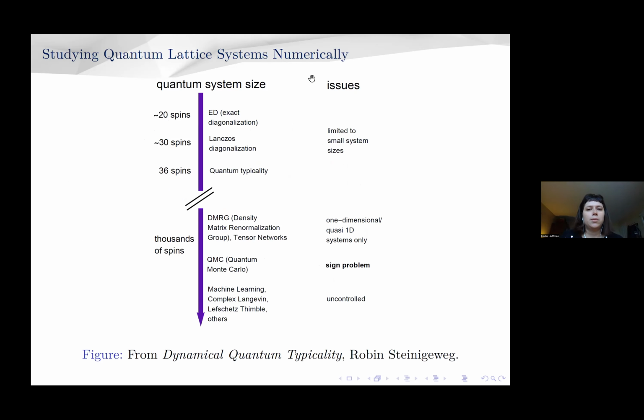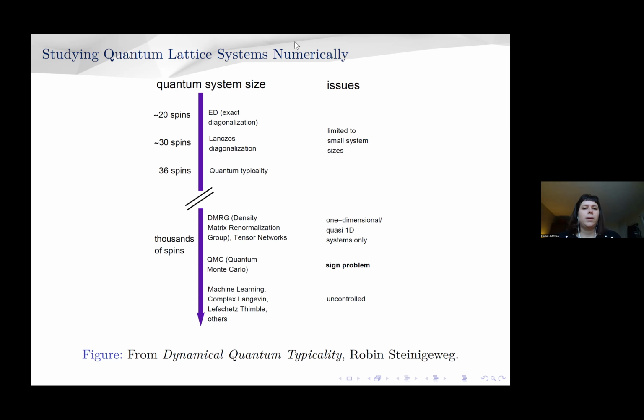So we've hinted at the sign problem a few times in the past already, but let's get specific about what's going on with it and why it's an issue. This is just sort of a schematic about a lot of the numerical methods out there for studying quantum systems numerically. And each one of them has its own issues. That's why they're all useful for different things.